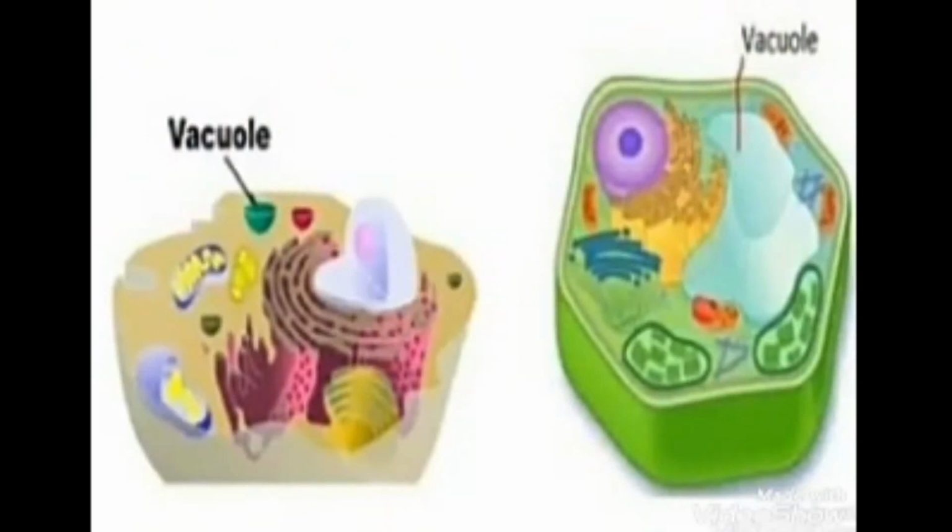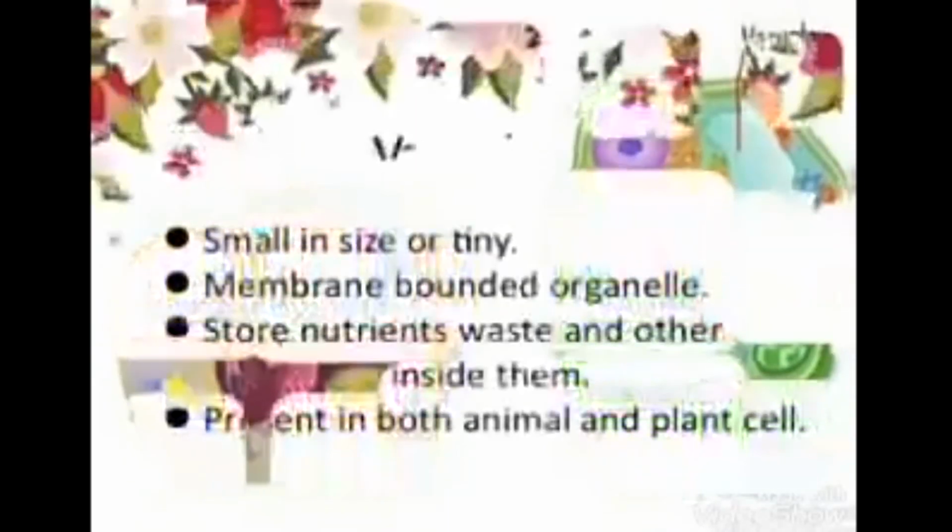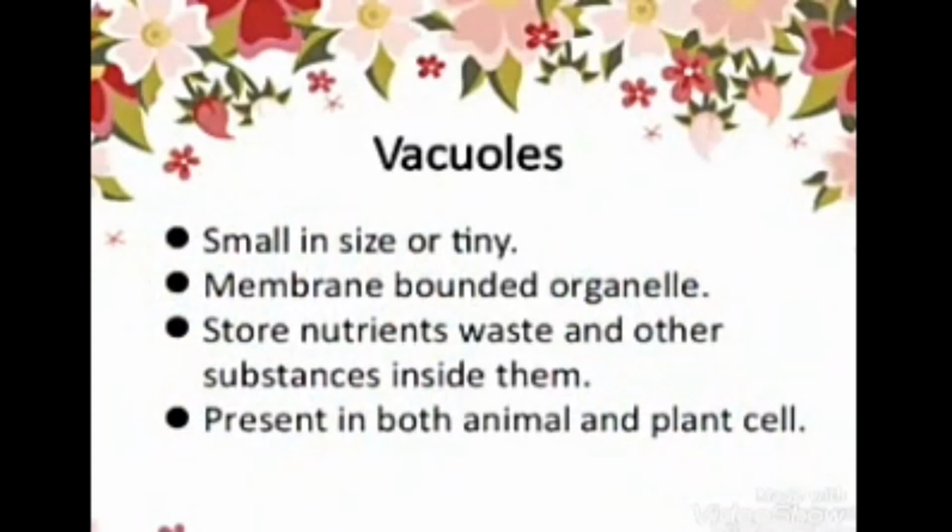Next is the vacuole. Vacuole is small and tiny. It is a membrane-bounded organelle that stores nutrients, waste and other substances inside it. It is present in both animal and plant cells.